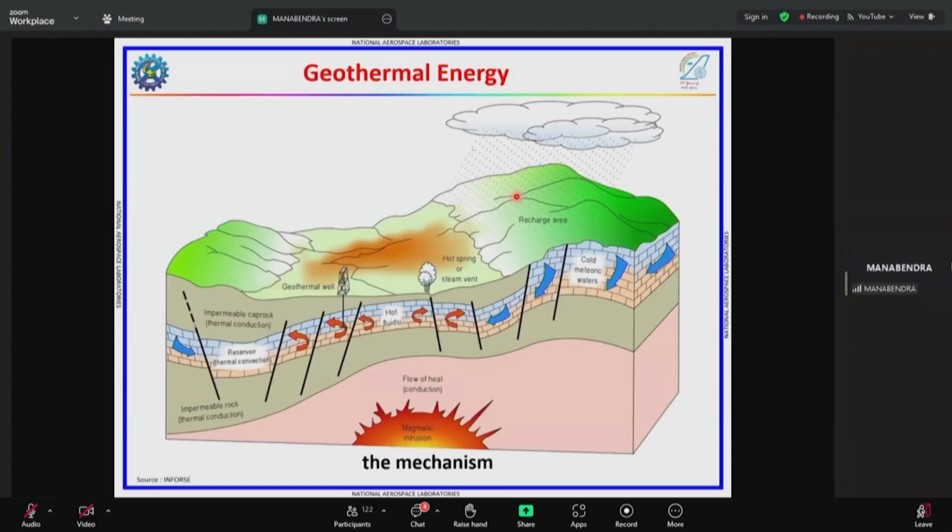So this is something which we would have learned in our school days also, like what is geothermal energy and how does it get visible to us, what is the mechanism, how the magmatic intrusions form the source of the thermal energy, and then how it percolates through the impermeable rocks, and then gradually gets visible in the form of either geothermal well or hot springs over here.